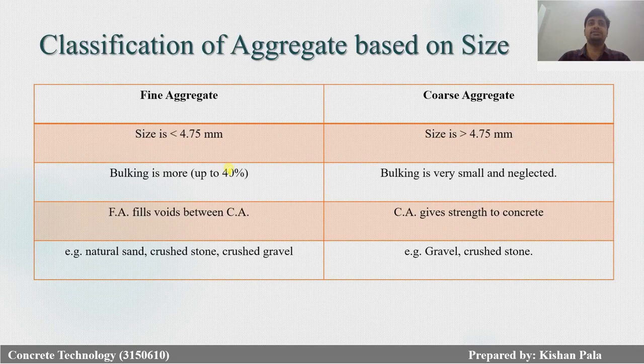Next classification is based on the size. This is the most important topic. You should know what is the coarse aggregate and what is the fine aggregate. What is the fine aggregate? The aggregate size which is less than 4.75 mm is known as the fine aggregate. Next, what is the coarse aggregate? The size of the aggregate which is more than 4.75 mm is known as the coarse aggregate.